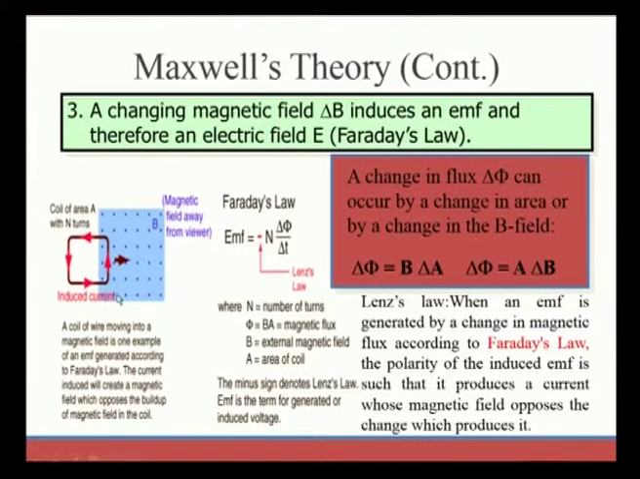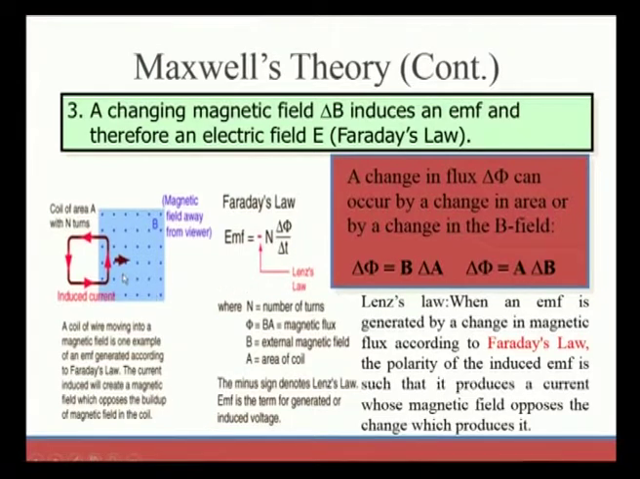In Faraday's law, whenever an induced EMF is generated, the EMF is equal to minus N delta phi divided by delta t, that is, the change in flux with time. This is the equation of Faraday's law. The minus sign is due to Lenz's law. N is the number of turns, phi is B into A, that is the magnetic flux, B is the external magnetic field, and A is the area of the coil.